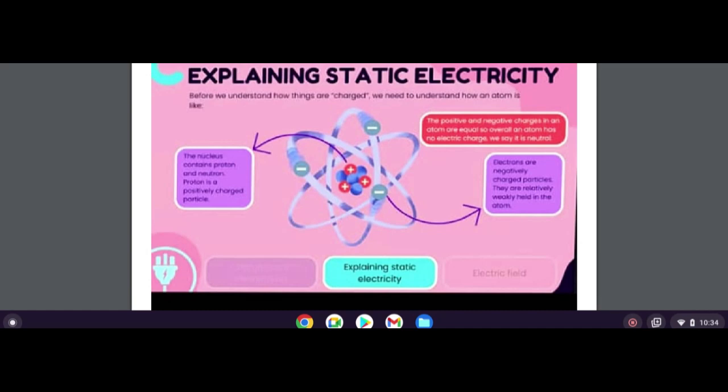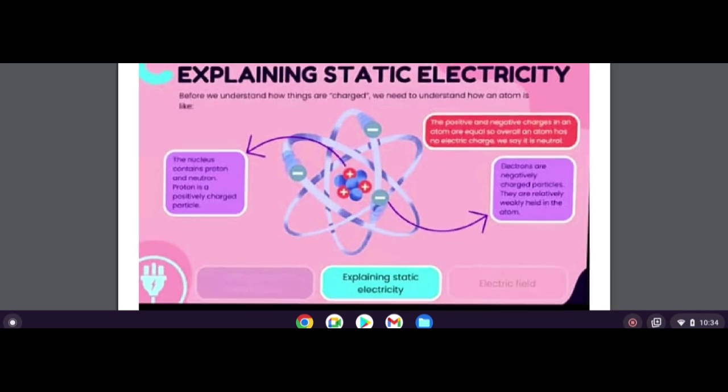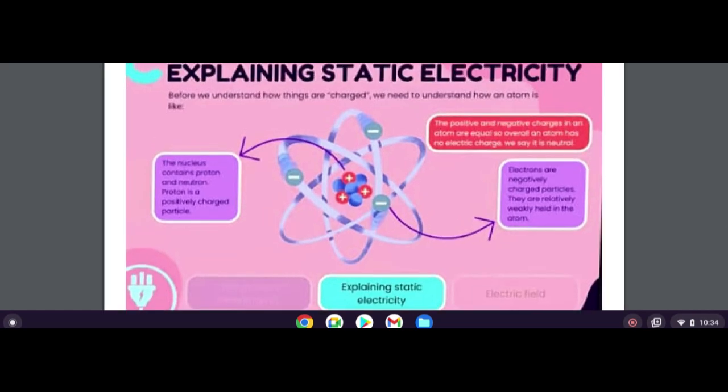The charges are moving, but we have to understand the concept of the atom as well. The positive and the negative charges in an atom are equal, so overall an atom has no electric charge. We say it is neutral. An atom becomes neutral when the positive and the negative charges in it are equal.